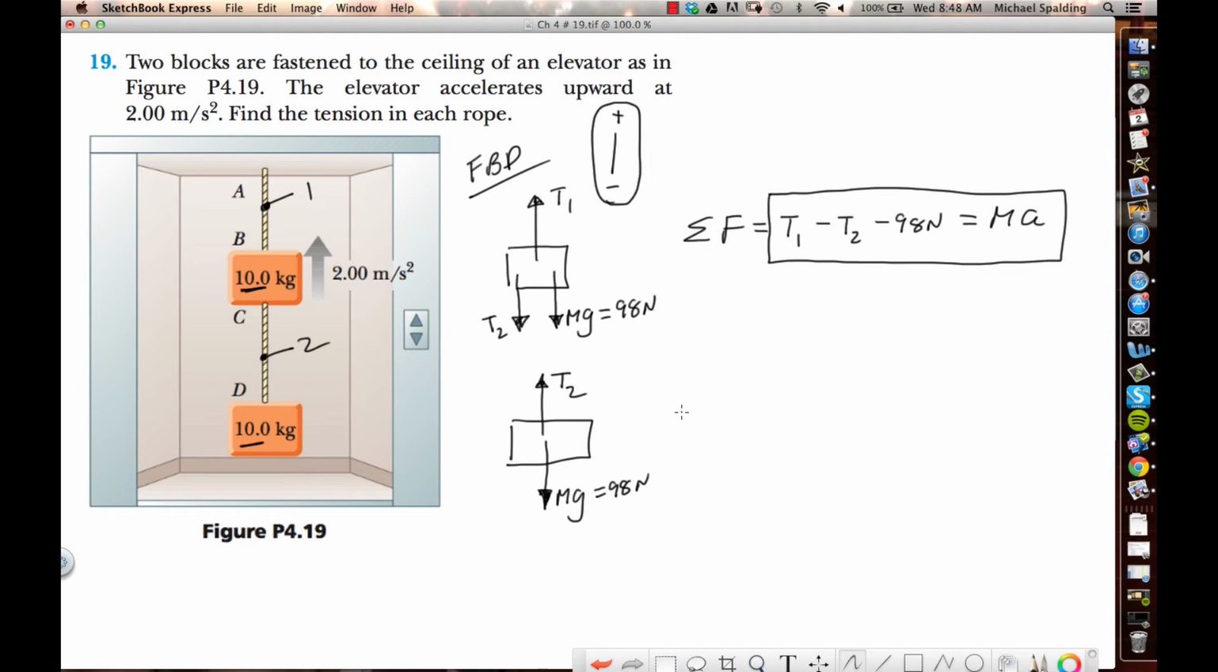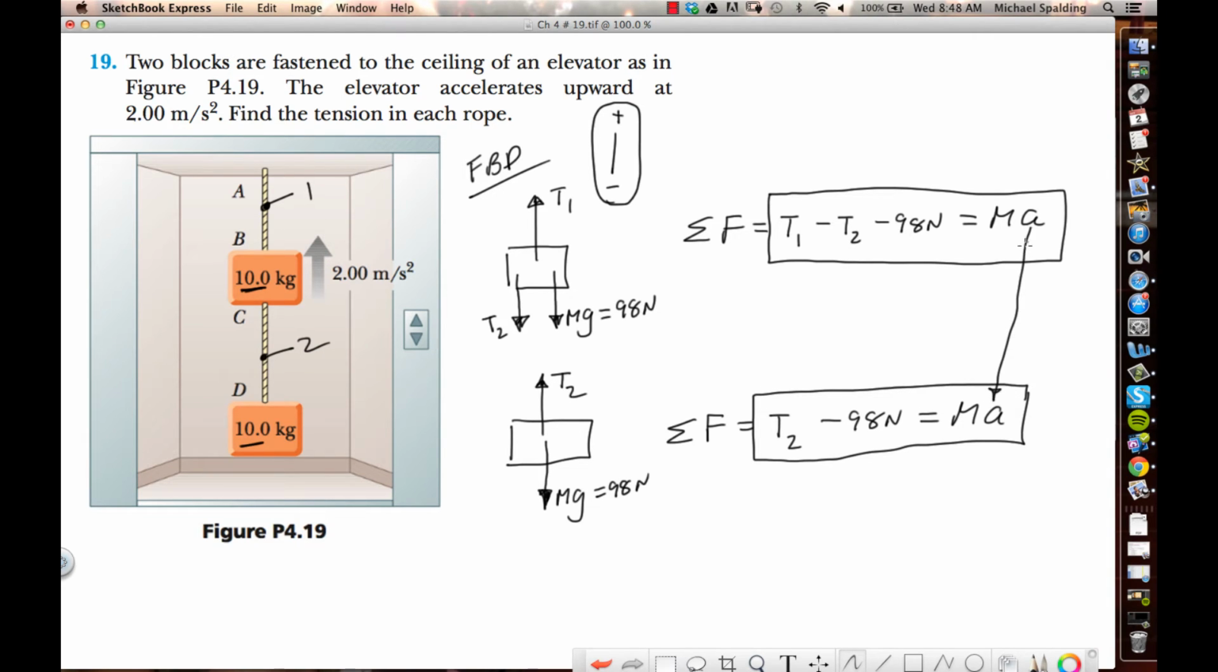Now go to the lower mass. Sum the forces for this guy. What are the forces on the lower guy? We got T2 up and then 98 newtons down, the weight of the object. What did we just do right there? We summed the forces. What is the sum of the forces always equal to? MA. Okay, and by the way, are these A's the same or different? They're the same because they're connected by a rope. They're both accelerating at 2 meters per second squared.